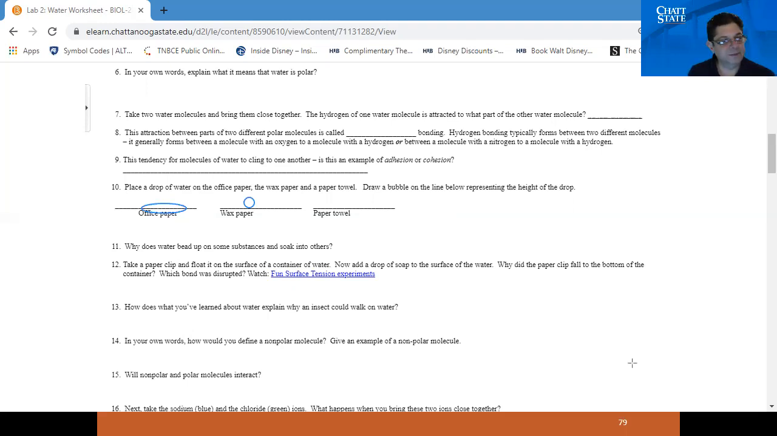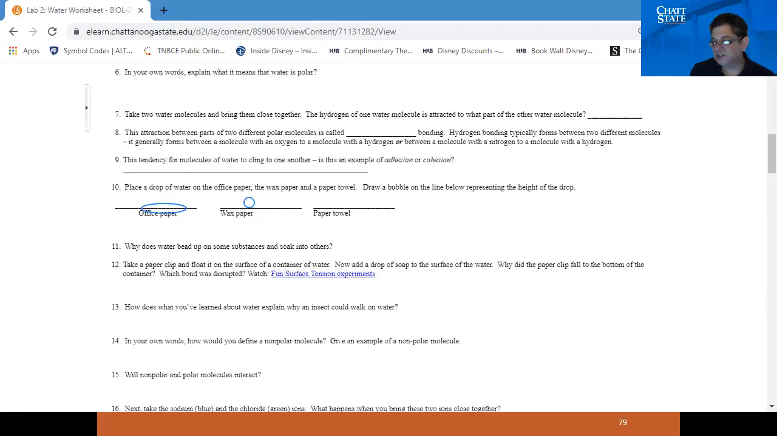Same old thing. We can skip the paperclip thing. That's just describing the surface tension thing. That's not that important. How about number 13? What you've learned about water, does it explain why an insect can walk on water? Is it because of the surface tension? That's exactly it, a two-word answer right there.